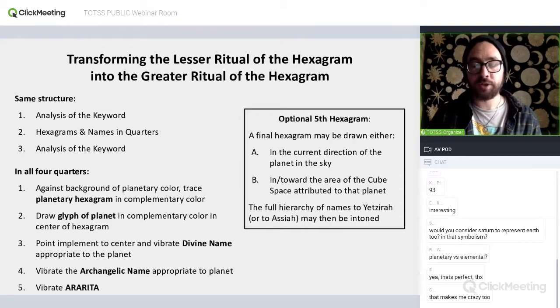Now, this is interesting. We're actually going to use several names in each quarter. So first, we'll use the divine name of the planet. Then we'll use the archangelic name associated with this planet. And then we'll vibrate Arorita. And now there's also an optional fifth hexagram.